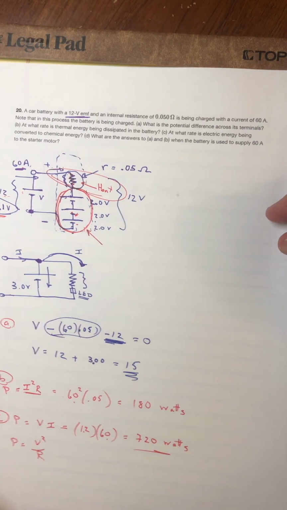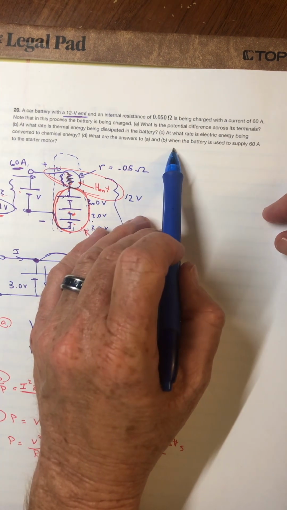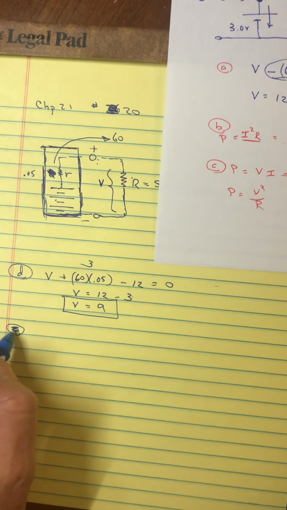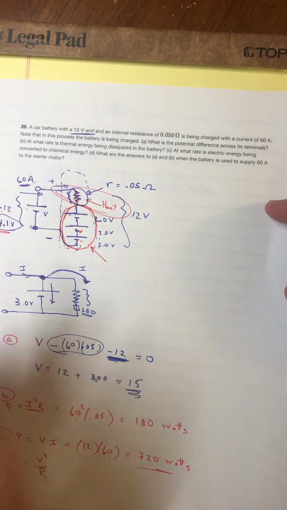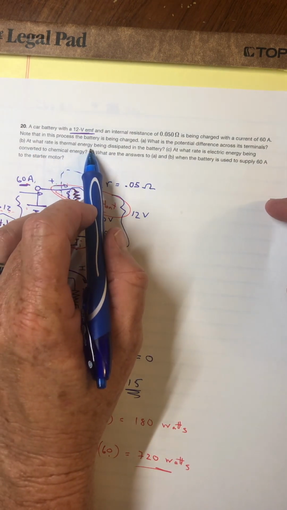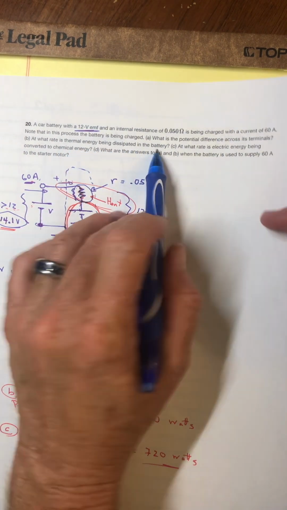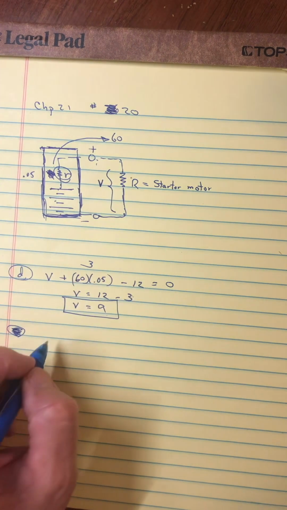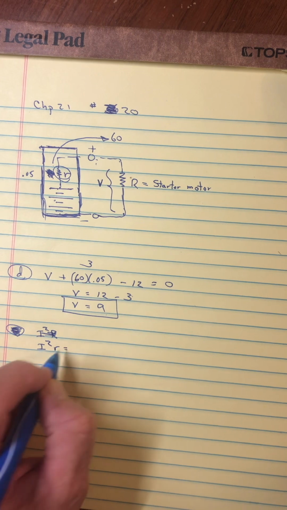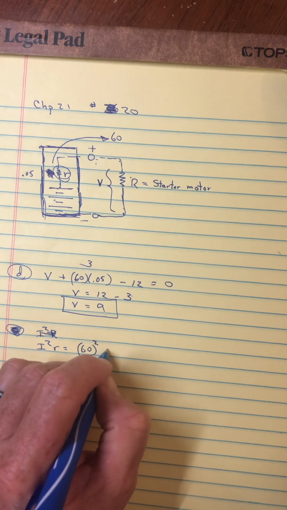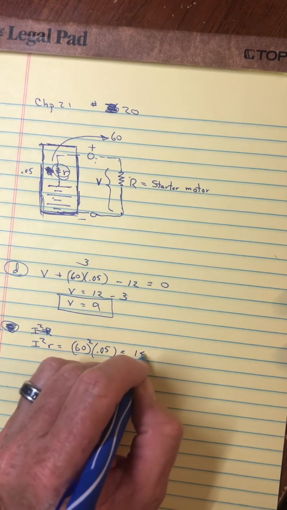Okay, and then finally on to D. Well, I guess it's not part E, but it still says part B. And so part B, at what rate is thermal energy being dissipated in the battery? And in this case, it would be this I squared R. Oops, and I should put a little r. I squared little r. So it's still the 60 squared, and it's still the 0.05. So it still comes out to be the 180 watts.